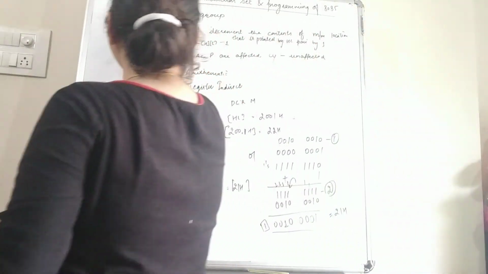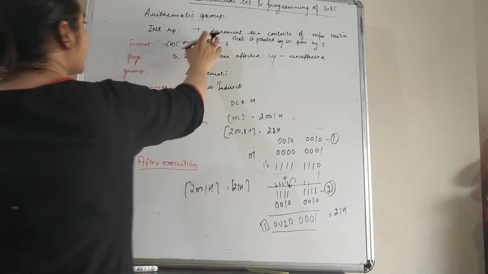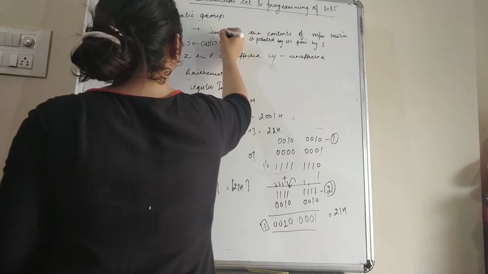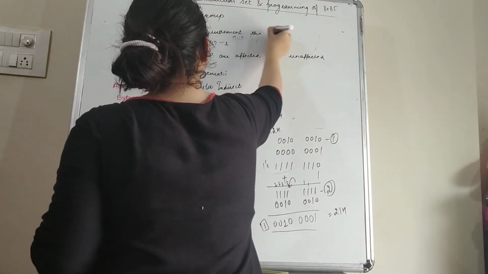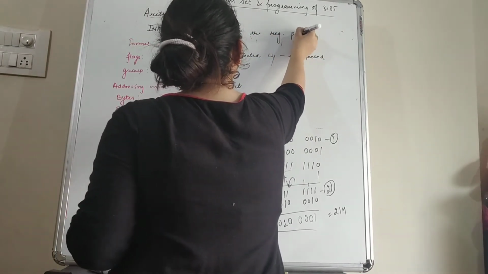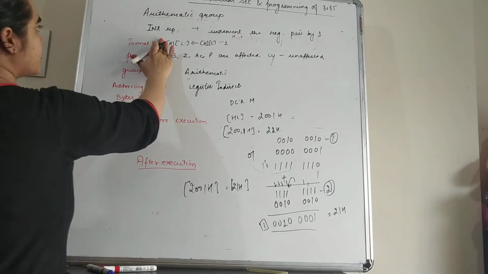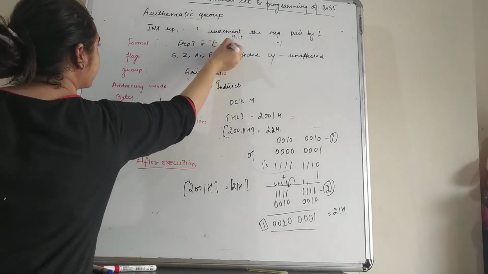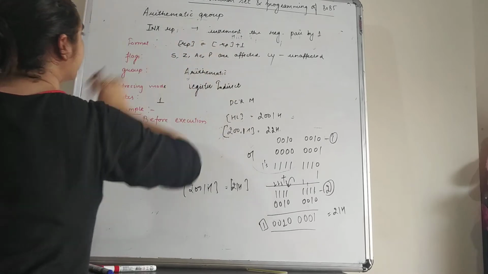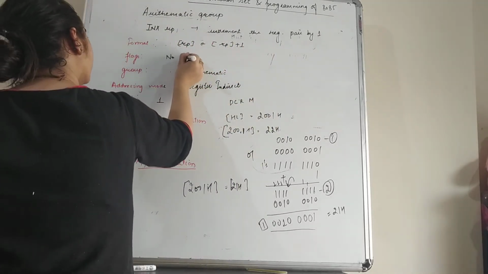Now we have the next instruction, that is INX RP. That means we increment the register pair by 1. So this is the register pair, and we increment the value of the register pair by 1. And in this case no flag is affected.